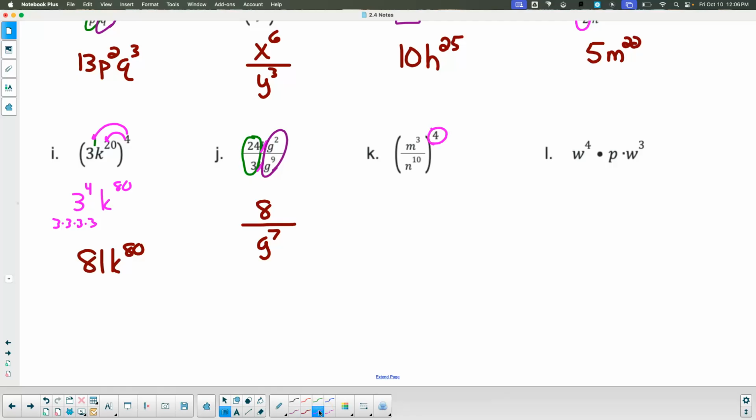In k, this exponent of 4 needs to go into the m. It also needs to go into the n. So this would be m to the 12th power over n to the 40th power. In letter L, we have a P, and then we have 7 W's. So it's W to the 7th power.